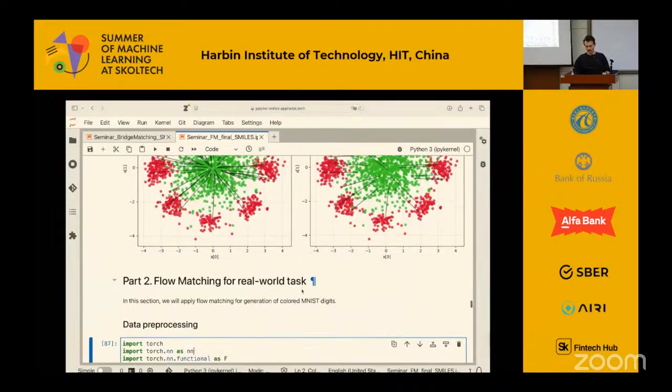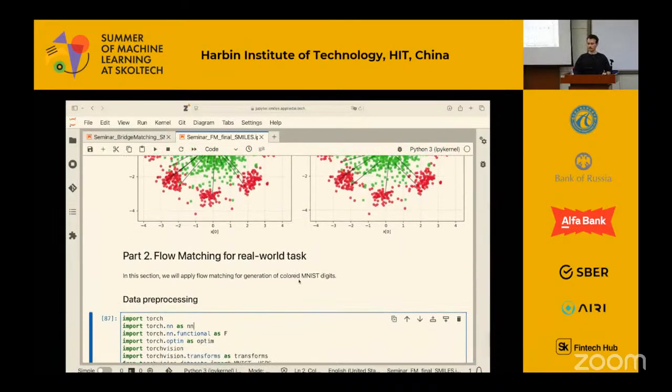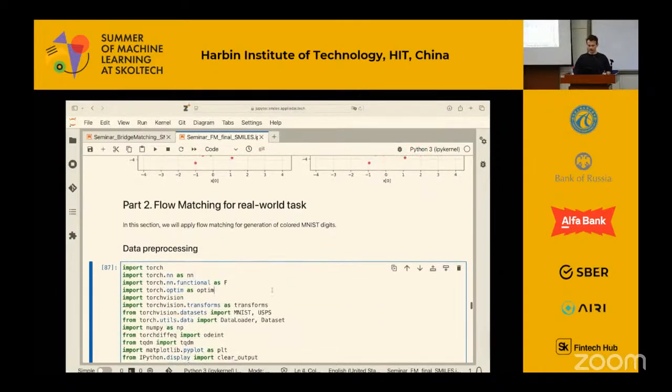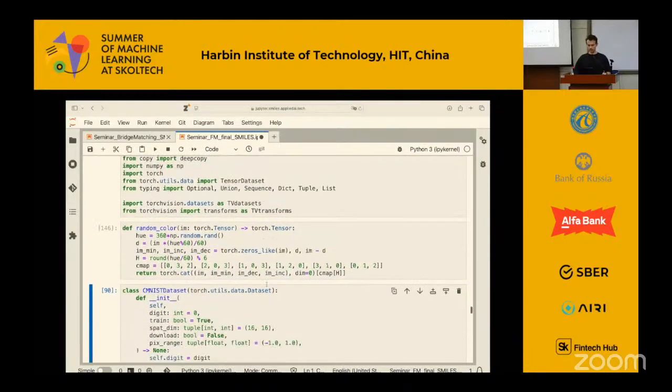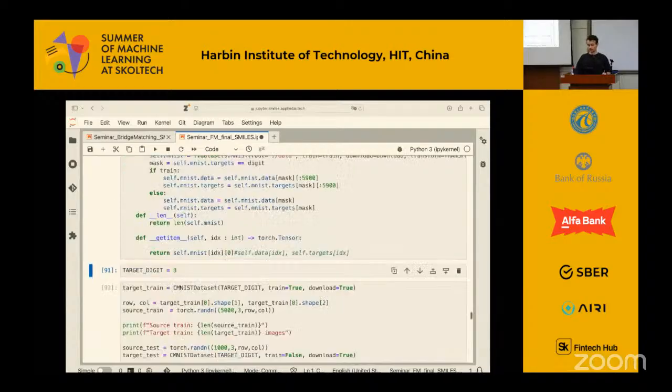Okay, then let's go to the second part, which is the image-to-image generation problem. This is a little bit more serious problem. We will try to generate samples from the colored MNIST dataset in 16 by 16 resolution.